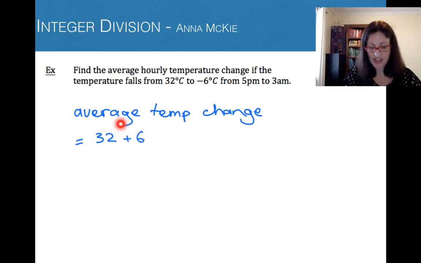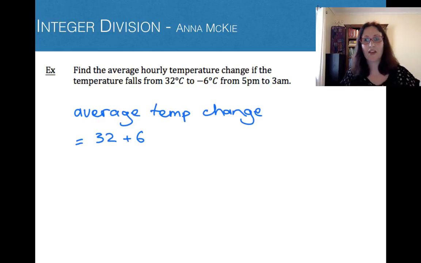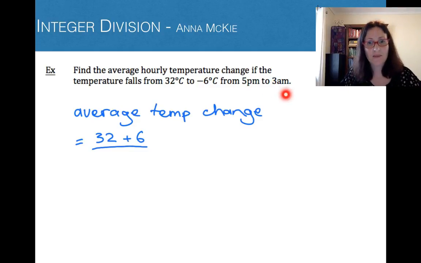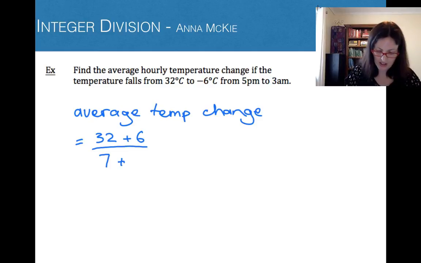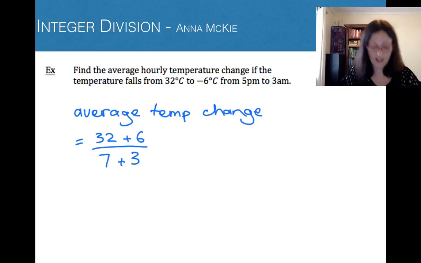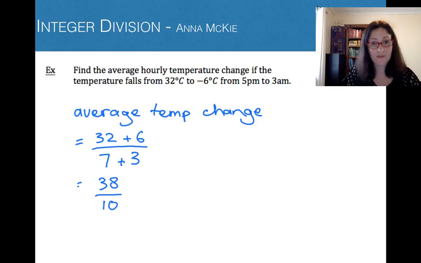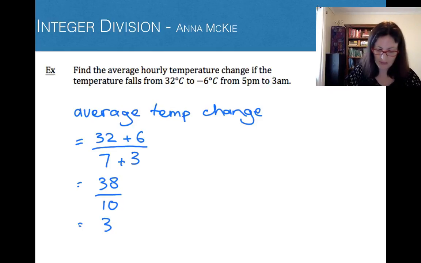Now, working out an average is the same as doing all of the temperature change divided by how long it took in total. So we're going to do a divide, put that fraction line in. Now, 5 p.m. to 3 a.m. You might think of it as, first of all, 5 p.m. up till midnight will give you 7 hours. And then there's 3 more hours to take you to 3 a.m. So that will give us 3. Working this out, we have 38 divided by 10. And that will give us 3.8.